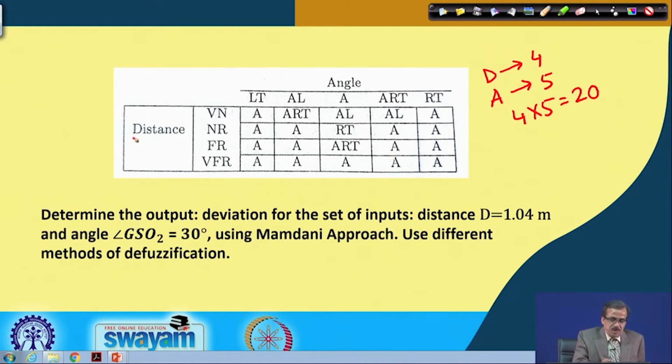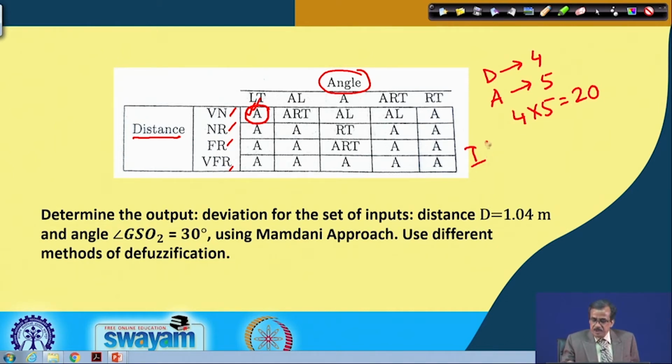Here I have put distance, expressed in terms of the linguistic terms very near, near, far and very far. And the angle input is represented, as I told, as left, ahead left, ahead, ahead right and right. Now, the first entry, that is the first row, first column entry, indicates A. A means ahead. So, this is nothing but the deviation. Corresponding to this entry, if I write down the rule, it looks like this.